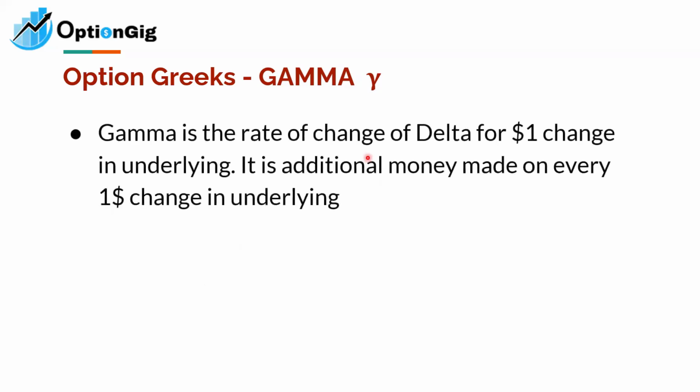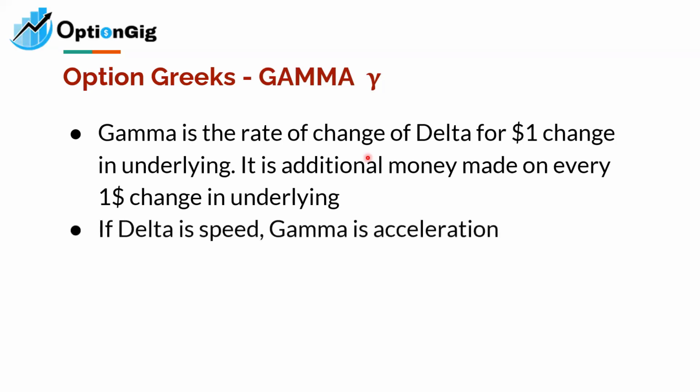Now, gamma is actually second order, so I won't spend much time. It could be confusing if you are seeing this for the first time. But remember, the delta tells us how much my option pricing will change if the stock moves by $1. Gamma tells us how the delta itself will change. The analogy could be: if delta is the speed, then gamma is the acceleration.